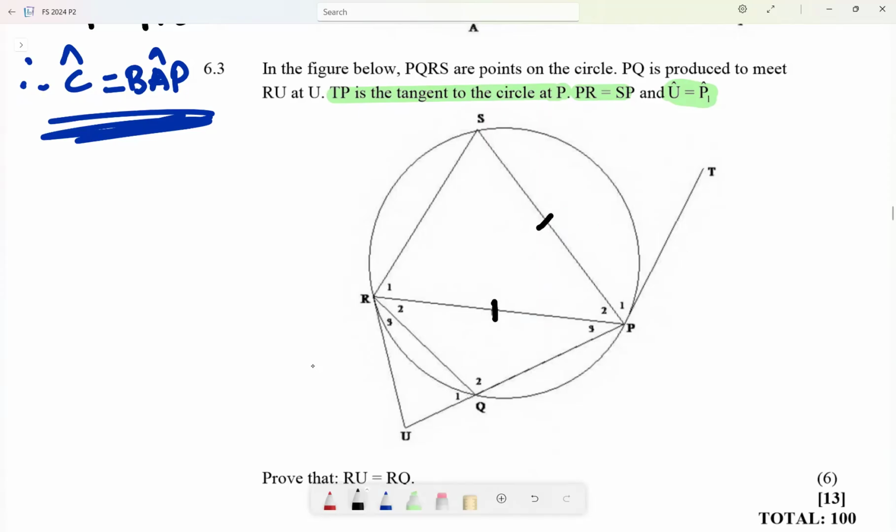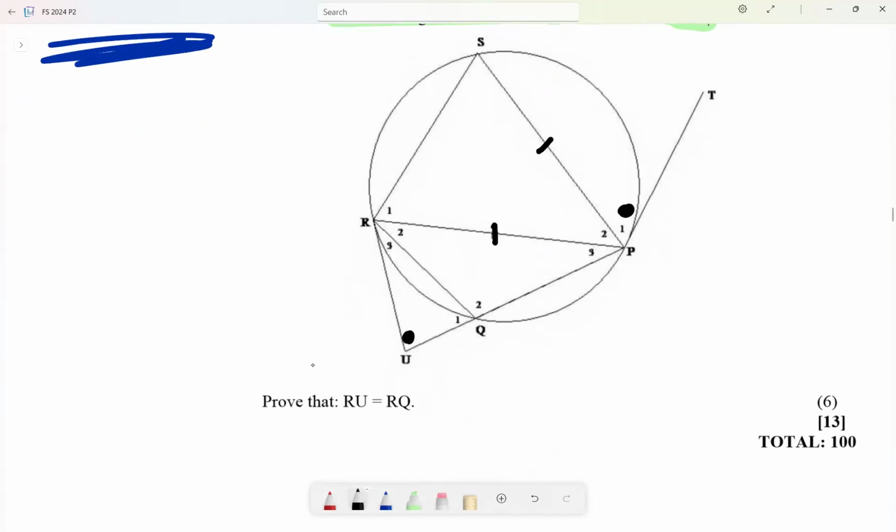I'll highlight that. Angle U1, angle U, sorry, this angle is equal to angle P1. Where is P1? We do not know why, but this is the information we are given. Now we are trying to prove that RU is equal to RQ.